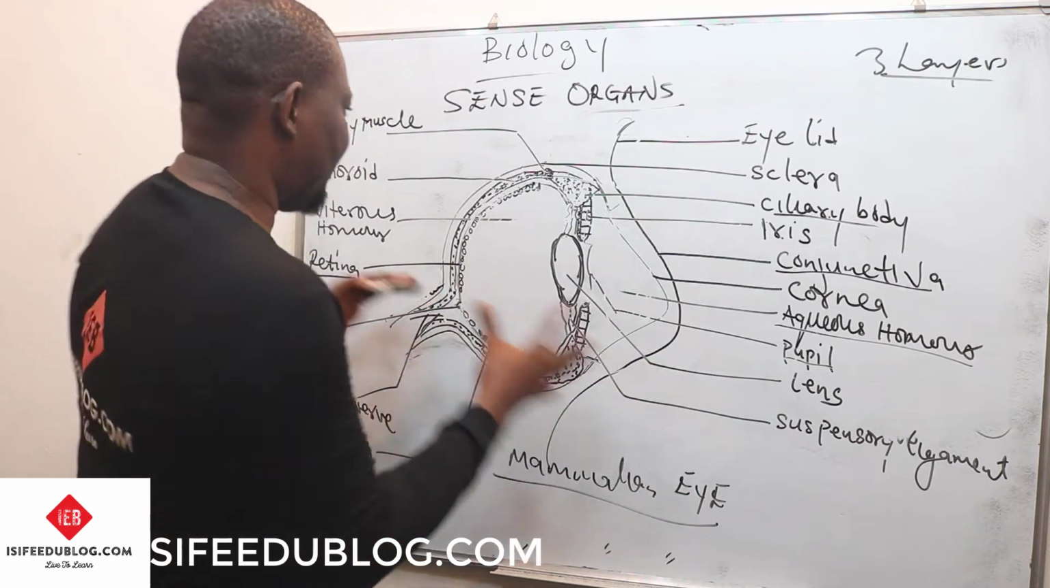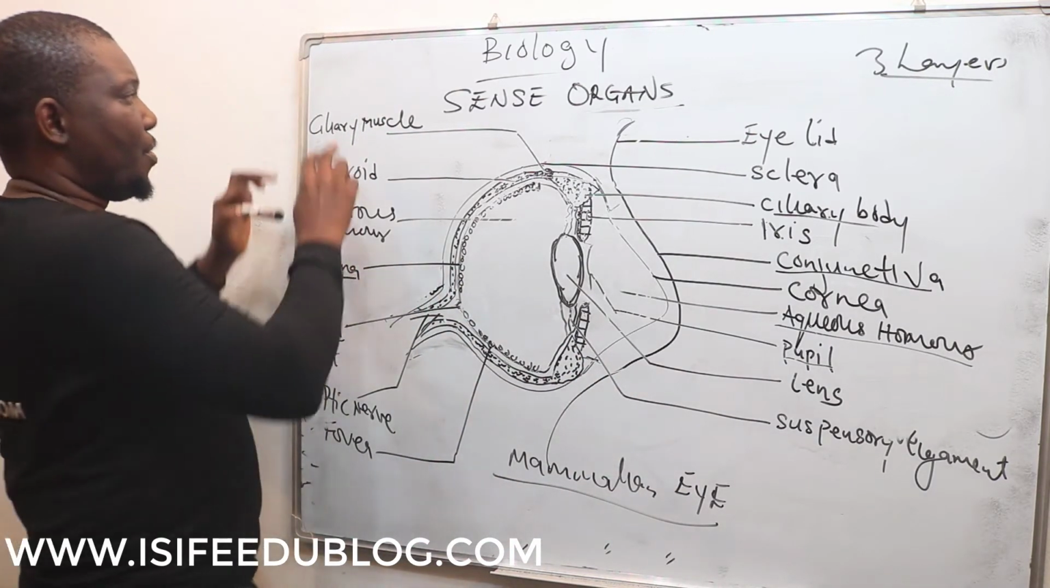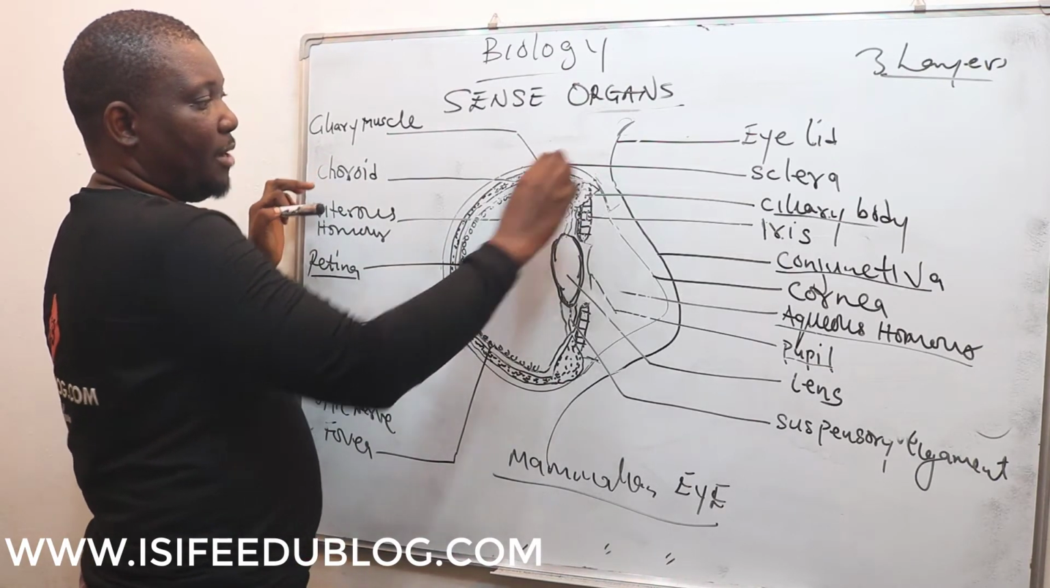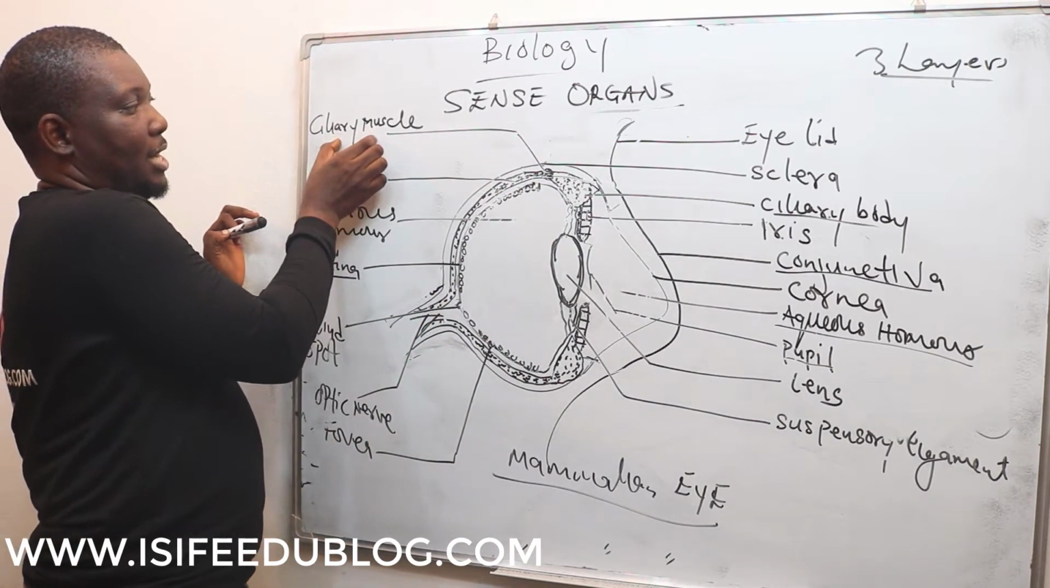And then coming to the left-hand side of the diagram, we have the muscle that is holding firm the ciliary body, called the ciliary muscle.